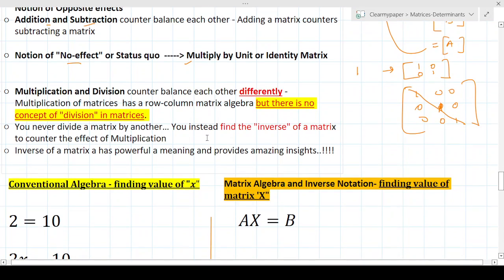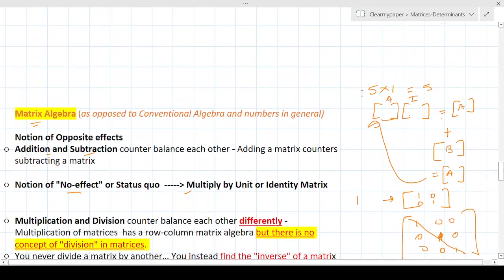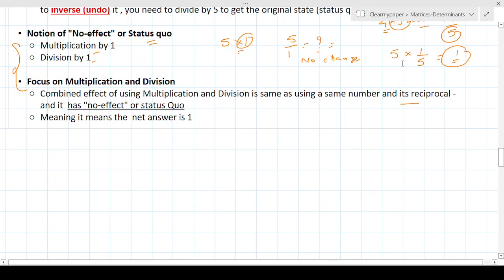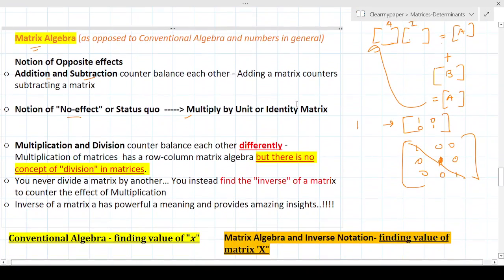But where it differs is the concept of reciprocal, where we saw the last one, 5 into 1 by 5. That's where it kind of differs.